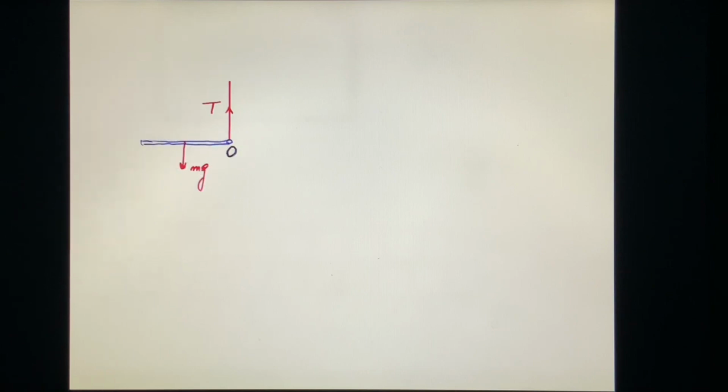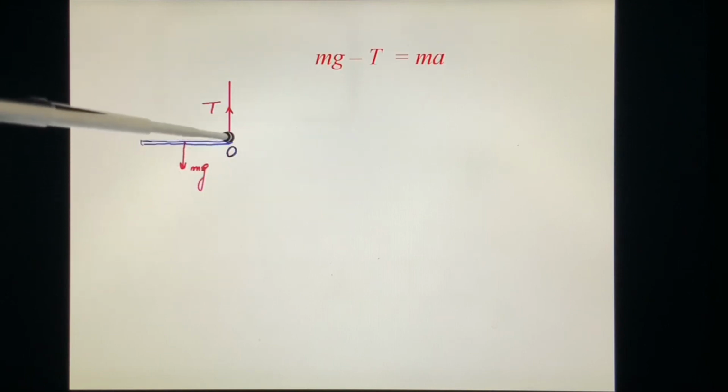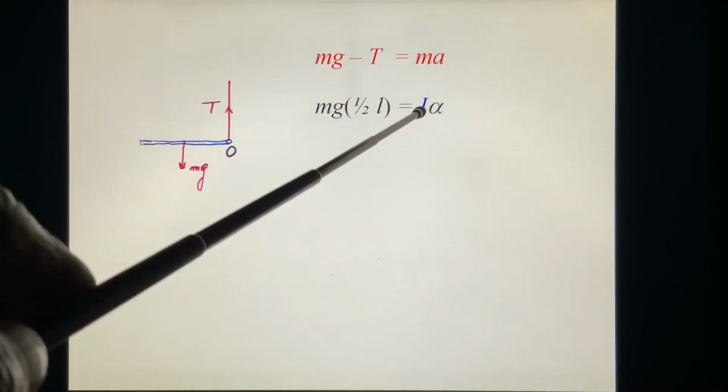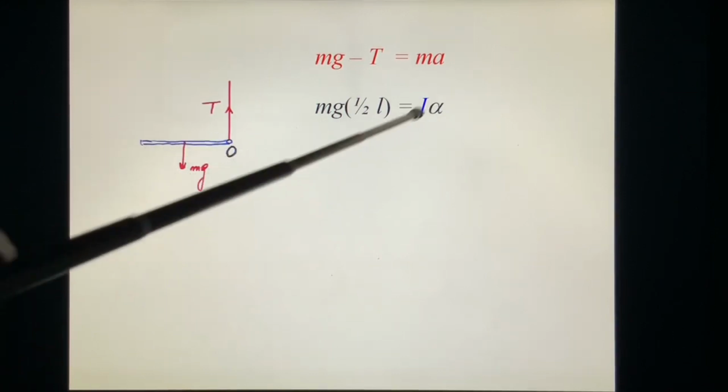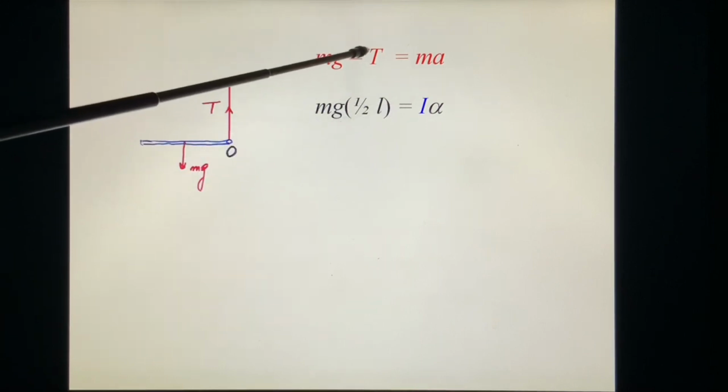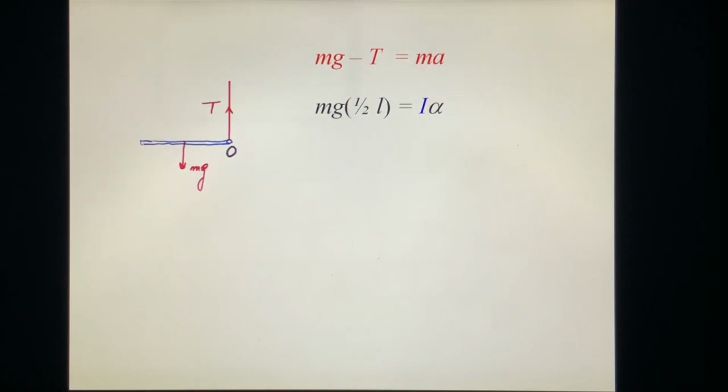Then, according to Newton's law, we can write two equations. One is for translation: mg minus T equals ma. Second is rotation around this point, axis O: mg times half L equals I alpha. This I is the inertia of this rod around O, and alpha is its angular acceleration. These two equations have three unknowns: T, a, alpha. So we need one more equation to solve that.